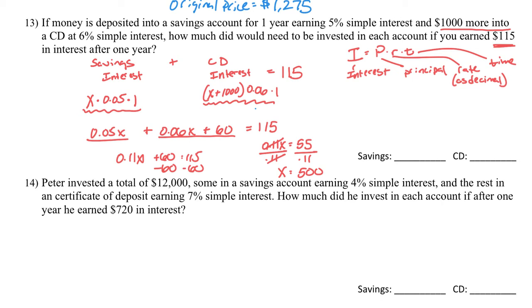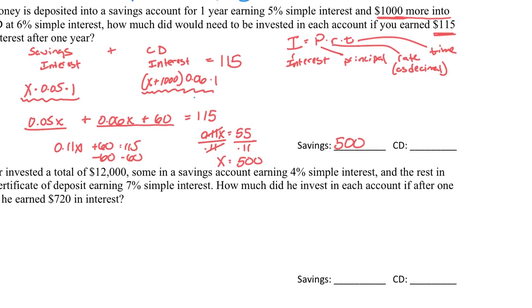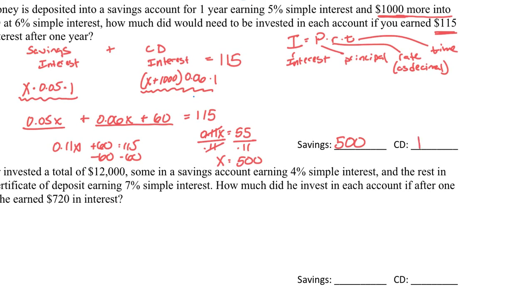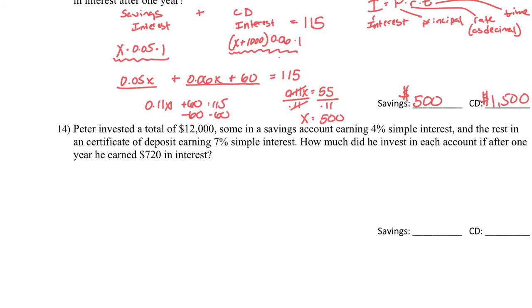And that means x had to do with the savings account. So that means we saved $500, or we put $500 in the savings account. And again, it said the CD was $1,000 more than that, so we add 1,000 to that, and we put $1,500 into the CD.